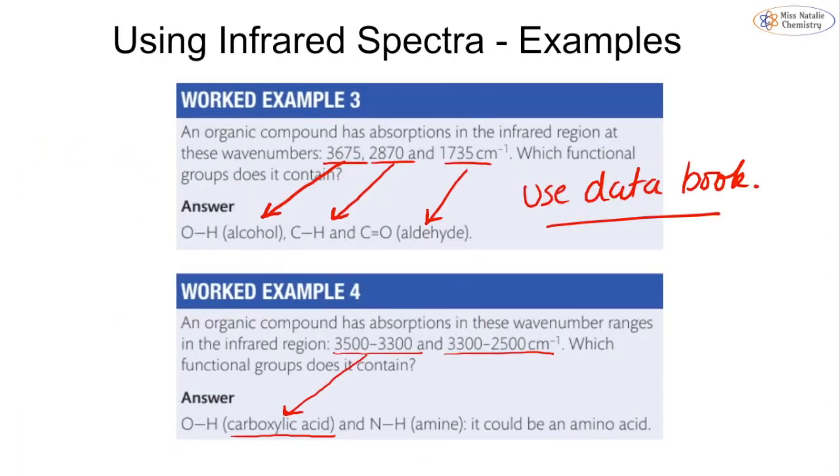And our absorptions between 3300 and 2500 are going to be for our amine group, and that could be for an amino acid. Now don't worry too much about knowing what amino acids are, because you haven't covered that yet. That is covered in year 13. But if that was going to be the answer, they would give you enough information. Probably in the question would be at the start saying this is the structure of an amino acid, showing that it has a carboxylic acid group and an amine group. So again, it's making sure that we read the question as closely as we can.